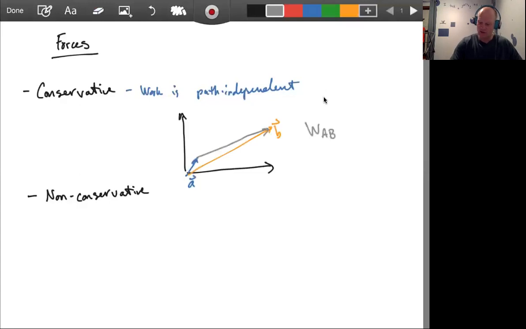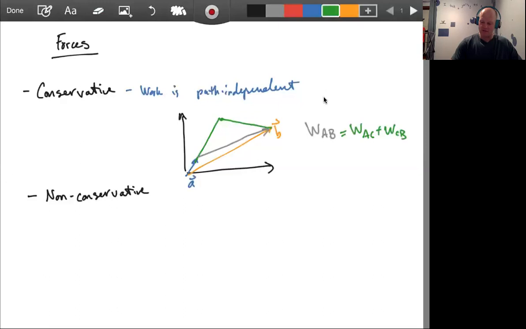And then let's say I go another path, the green path here. I'm going to go from A to some point C up here, in this direction. And then I'm going to go from C to B. So in this case, we're going to have the work from A to C plus the work done from C to B. These two things in conservative forces will be exactly the same. So it's completely path independent, which means it doesn't matter how I go from point A to point B. All that matters is I go from point A to point B.